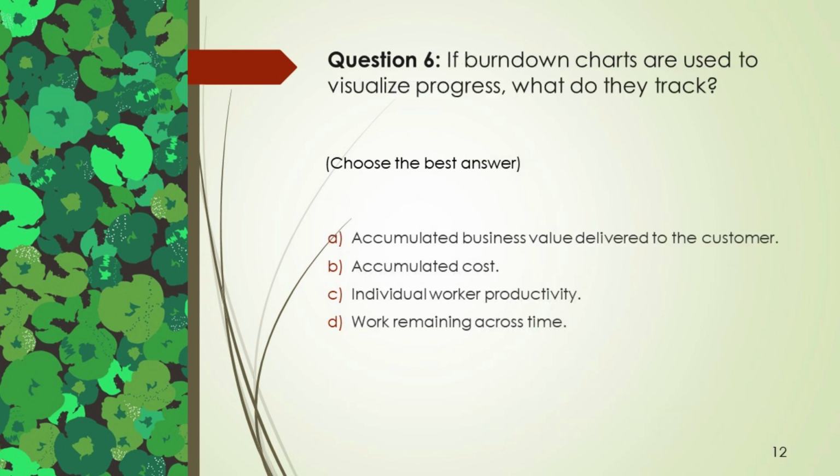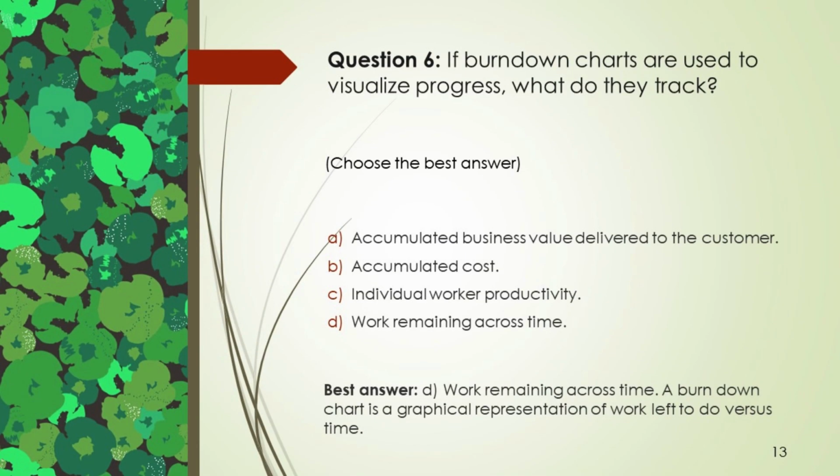Question 6. If burn-down charts are used to visualize progress, what do they track? Choose the best answer. A. Accumulated business value delivered to the customer. B. Accumulated cost. C. Individual worker productivity. D. Work remaining across time. Best answer, D. Work remaining across time. A burn-down chart is a graphical representation of work left to do versus time.